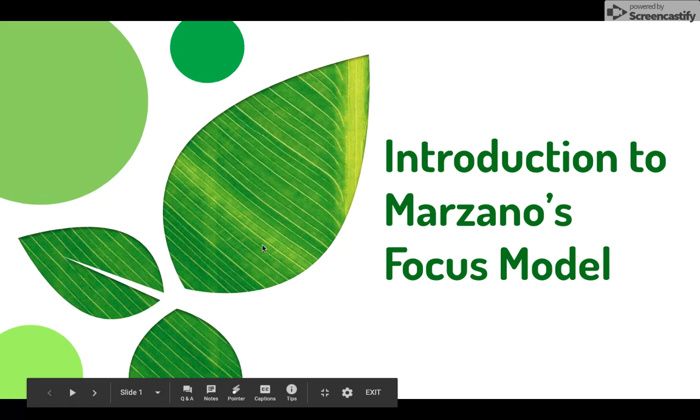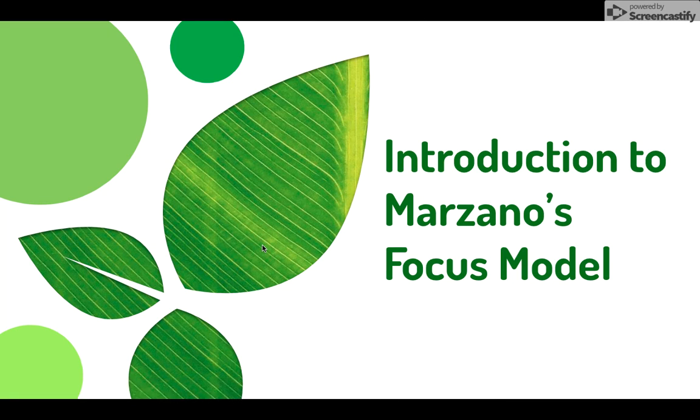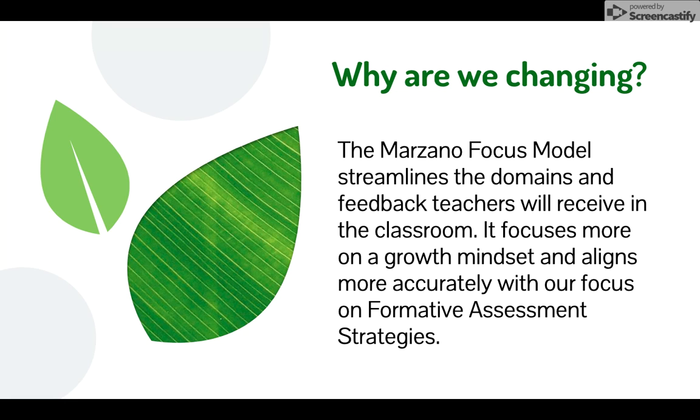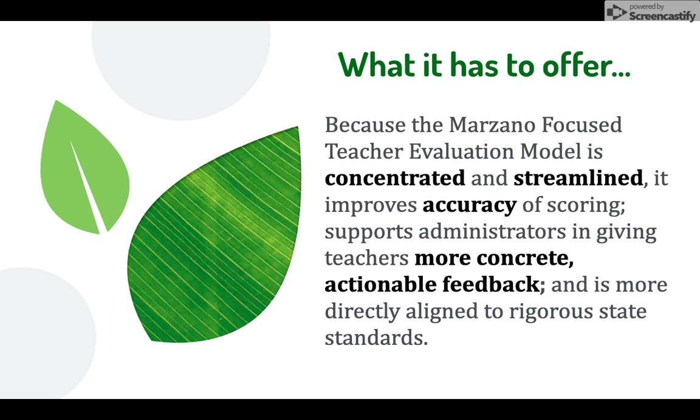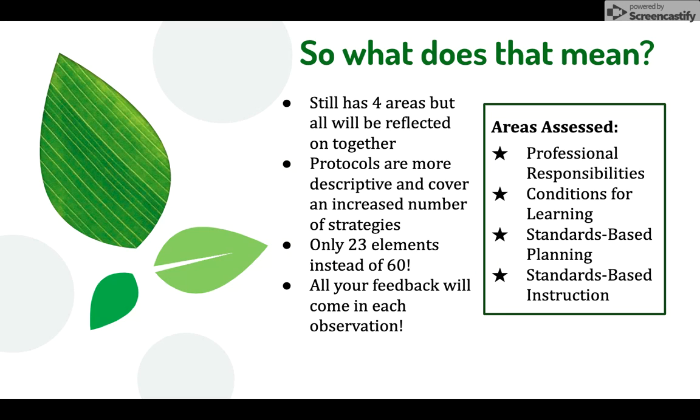So that's great. So we're going to talk a little bit about differences in this year's iObservation because it has changed. It has changed to be more streamlined and more focused. There's more of a focus on formative assessment. As I said, streamlined, concentrated. It's supposed to improve accuracy for the administrator's scoring, and it's supposed to give the teacher, you, more concrete and actionable feedback. We'll see, right? So what does that mean?